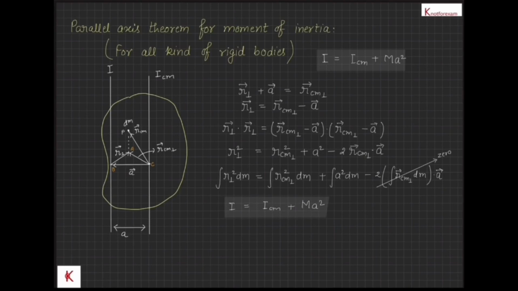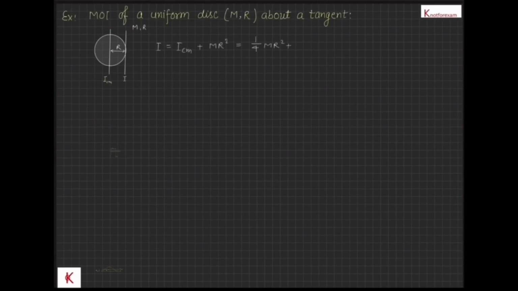This is the parallel axis theorem, and let's apply this theorem to find the moment of inertia about some particular axes. Let's find the moment of inertia of a uniform disk of mass m and radius r about a tangent. Since the diameter is parallel to the tangent and passes through the center of mass, and we already know that the moment of inertia about a diameter is 1 by 4 mr square, therefore about the tangent the moment of inertia is 1 by 4 mr square plus mr square, that will be equal to 5 by 4 mr square.